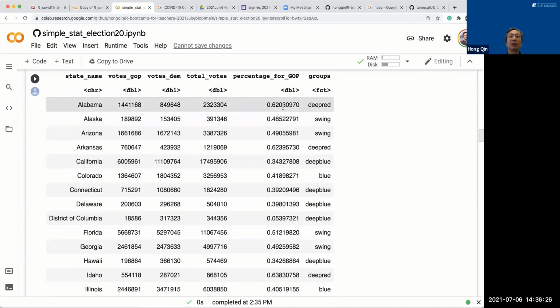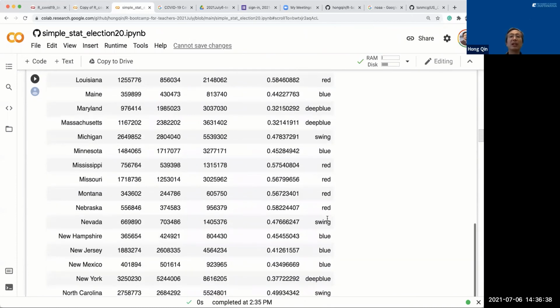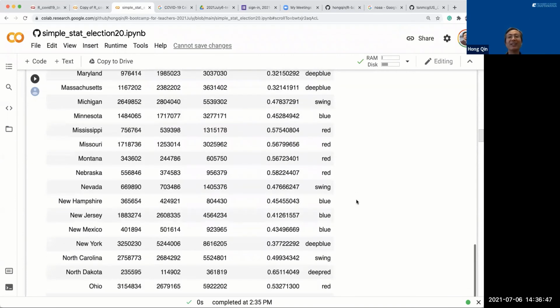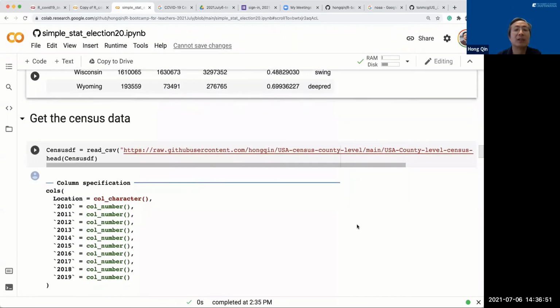So Alabama deep red, that seems to make sense. California deep blue, okay, that makes sense. Connecticut deep blue, I guess so. Well, it's just a label. 47.8, yes, I don't know. Yeah, swing. Anyhow, you can modify the data. Besides this, it's just 2020, right?